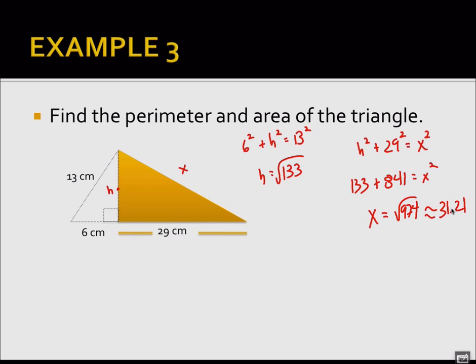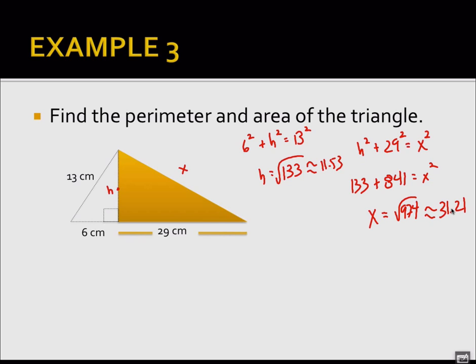Okay, so we would leave it in square root form if we need to use it again for another calculation. If we're just going to add it up to find the perimeter, we take the approximate value. So 31.21 plus 29 plus, what'd you say, 11 point something or another? 11.53. And hopefully in your calculator, you would actually put in the square root of 974 plus the square root of 133 plus 29 to get that perimeter.